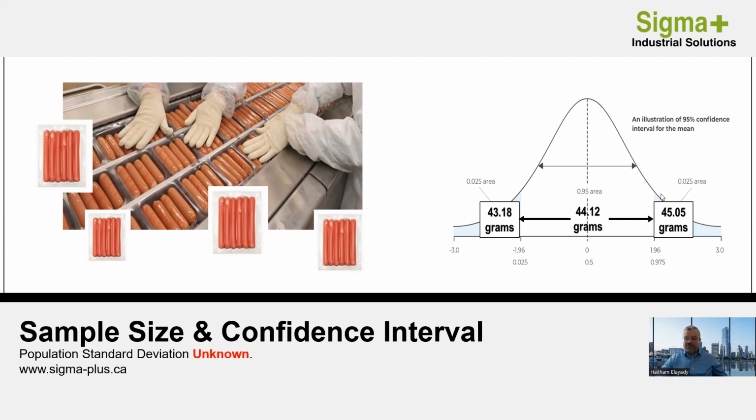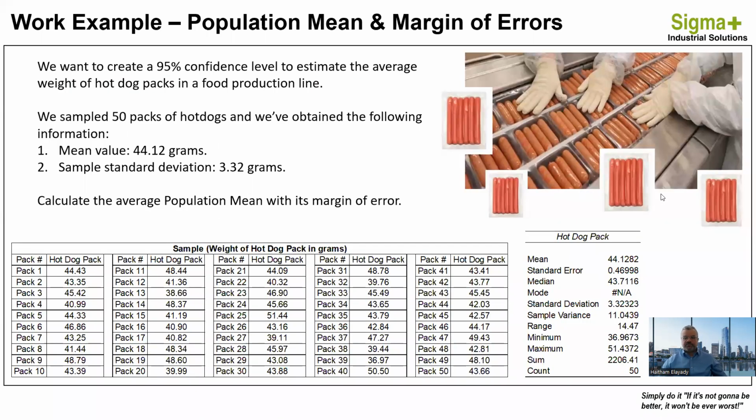Okay, so let's see what the example will tell us. We want to create a 95% confidence level to estimate the average weight of the hot dog packs in a food production line. As all of us know, in the food industry it's periodically important to check the average weight of the food to make sure that they are aligned with the quality specifications. So we have sampled 50 packs of hot dogs and we've obtained the following information.